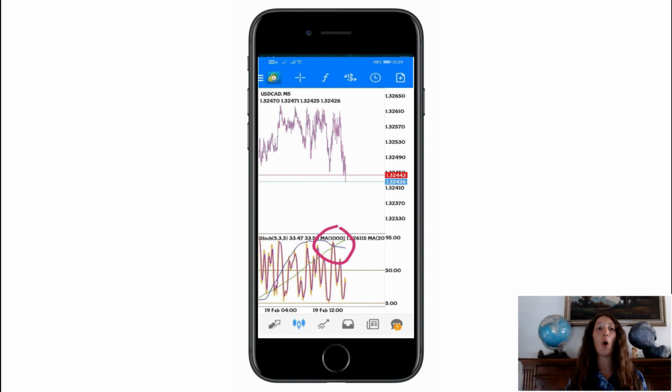Sell entry. When moving average 1000, moving average 200 and stochastic 5.3.3 join together and touch level 90 to 95 of the stochastic level, it is a signal for sell.